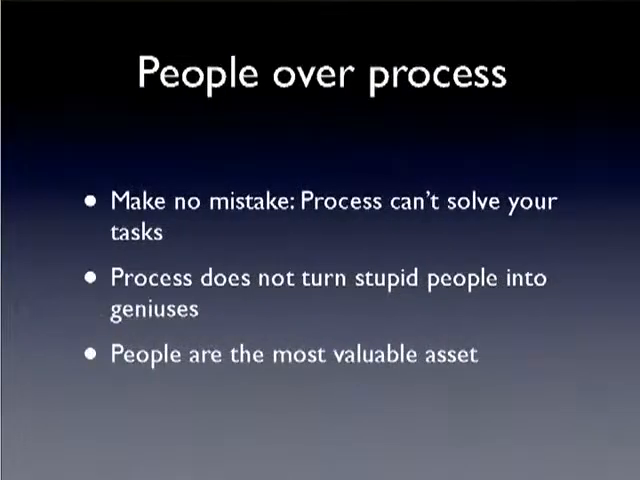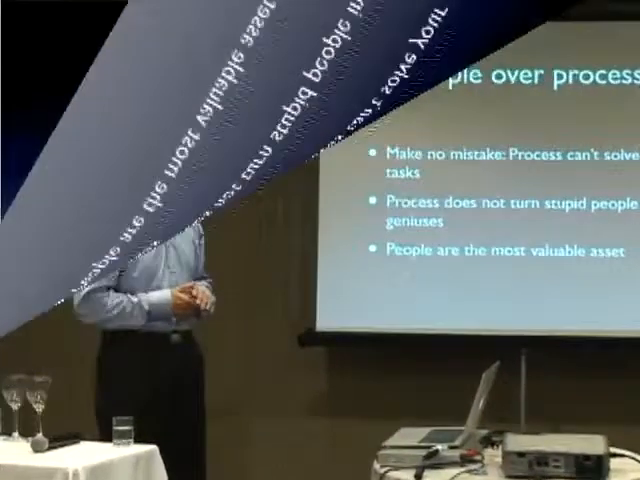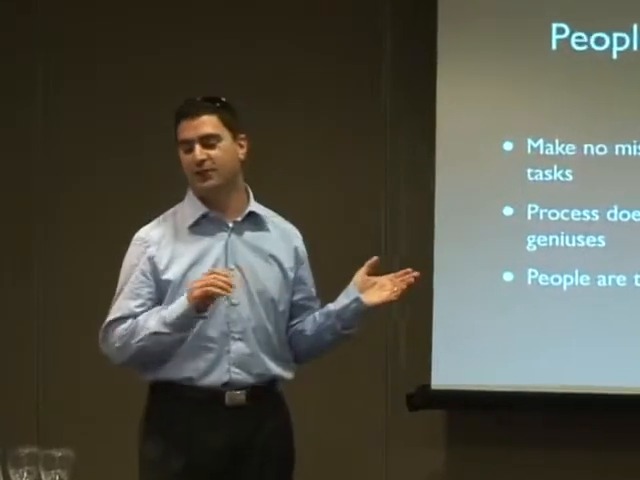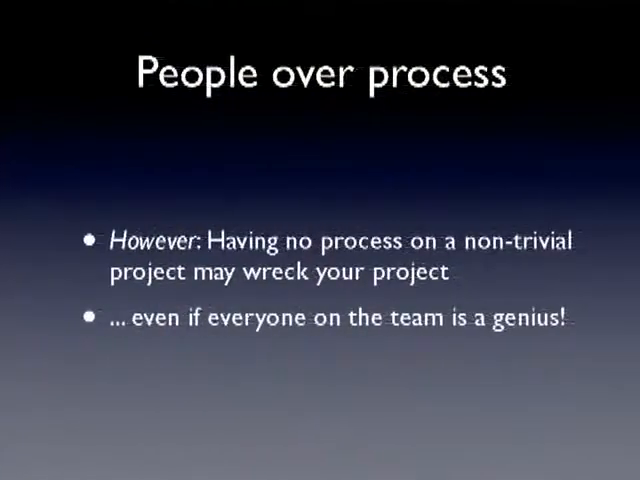So one of the Agile Manifesto points was people over process. And so, you need to have some process, but processes are not going to solve your tasks, right? And processes are not going to turn your worst employee into your genius, right? But you have to realize that people are your most valuable asset. So the problem is, though, if you don't have any process and you're working on an important project, you're going to wreck that project. It doesn't matter if everyone on the team is a genius or not. If you don't have some type of framework in place, you're going to fall.